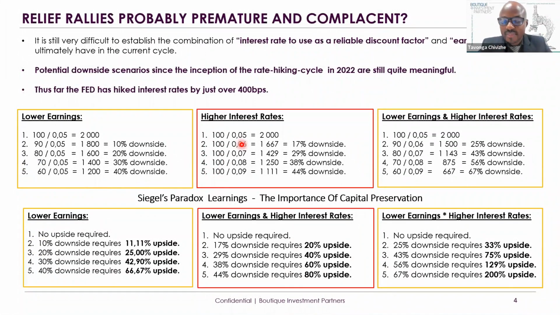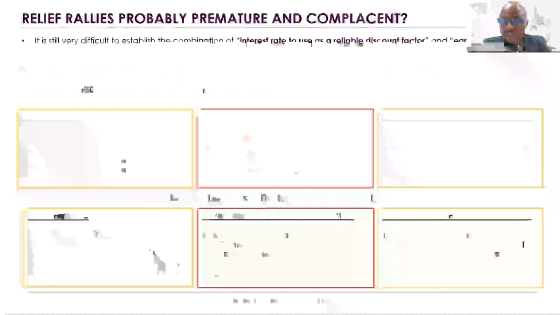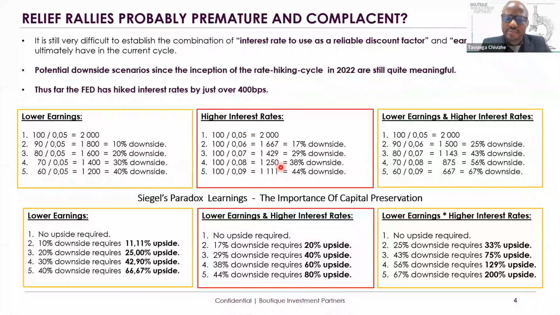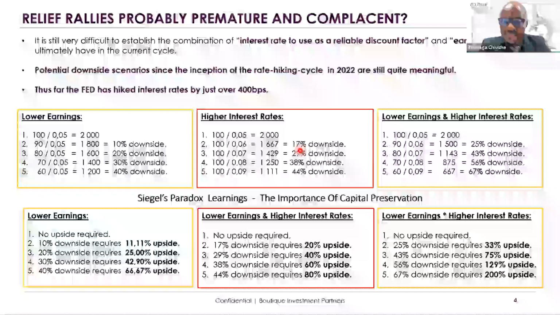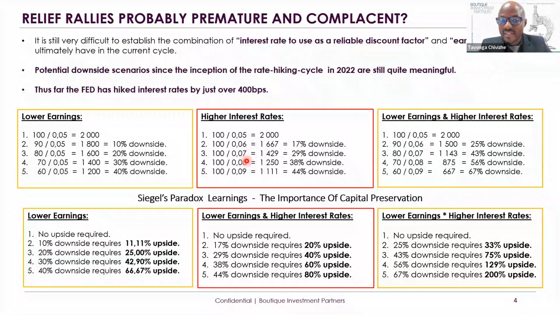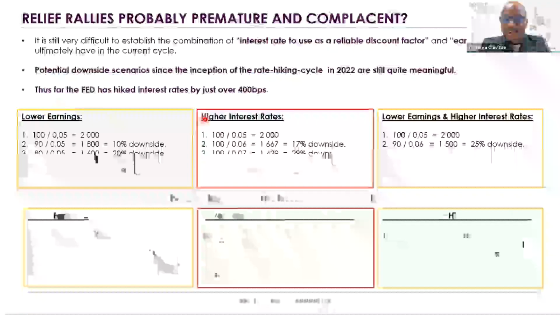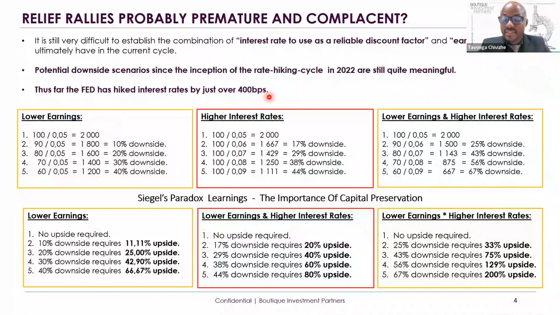If you divide that by the interest rate, you start to see that the effect of interest rates on valuations is slightly more exponential. So for a 100 basis points increase in rates, you're pretty much expecting a 17% downside. If you increase that by 200 basis points, from 5 to 7, you're looking at almost 30% downside. The Fed has hiked rates by over 400 basis points since they started, meaning that essentially we're looking at a rate hike from 5 to 9.